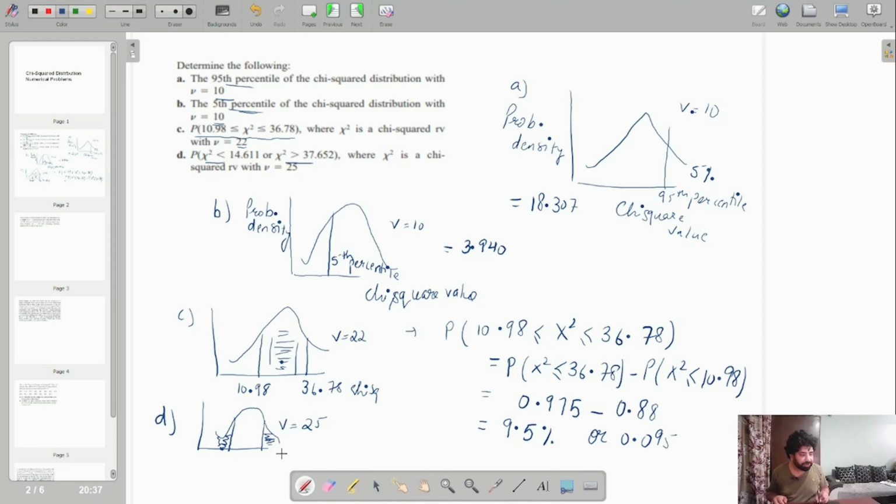So I need to find out this kind of area, and I will again have my values as 14.611 and 37.652. So ideally what I can do is I can actually use 14.611 at one point and subtract it from 1, and I can get the area below this lower tail, and then for the upper bound I can repeat the same process and get the value for the upper bound also, and then I can sum those two up. So let's go to the table and see this.